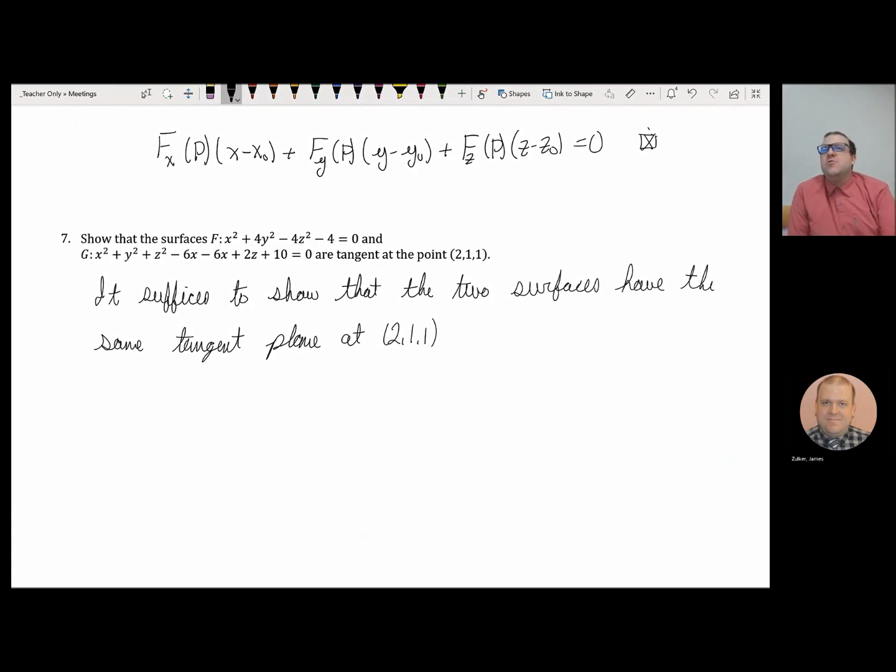So it's going to suffice to show that at (2, 1, 1), they have the same tangent plane. Well, it's the same point. So all we're really going to have to do is show that the normal vectors for the two planes are parallel. If they're parallel and we're at the same point, then clearly it's the same plane.